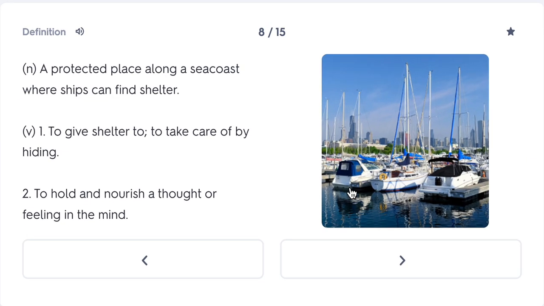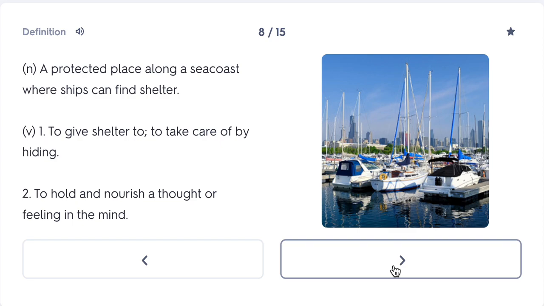A harbor. A harbor is a protected place along the seacoast where ships can find shelter. You obviously will only see harbors on the coast, meaning right where the land and the water meet, like the ocean or a big body of water. We've been talking about the New England colonies. There would have been lots of harbors along the New England colonies where ships would come and find shelter. Harbor can also mean just to give shelter to somebody. So if you're harboring someone, you're taking care of them, you're giving them shelter.